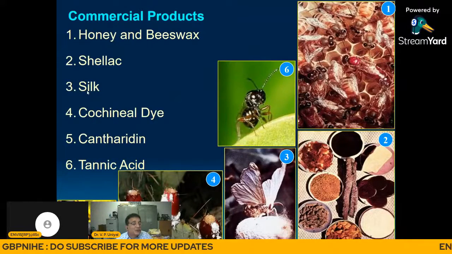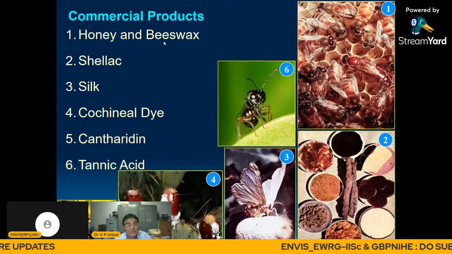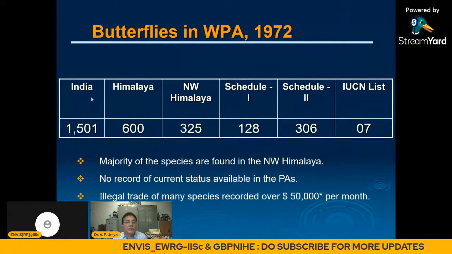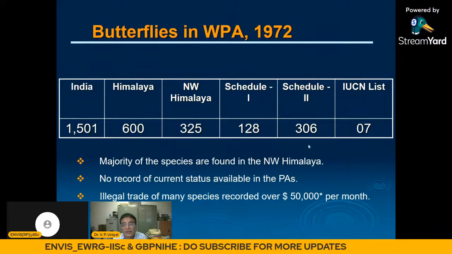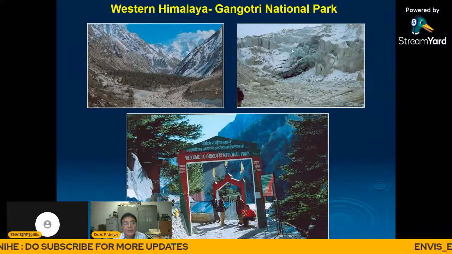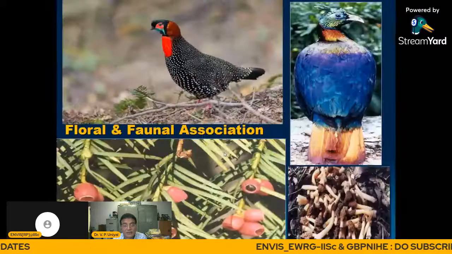Silk also is important. We are not getting silk without the silk moth. You can't get honey and beeswax without honeybees. This is why we have some 1,500 species of butterflies in different zones of the country. I walked some areas of butterflies and other insects in Gangotri National Park of Uttarakhand.